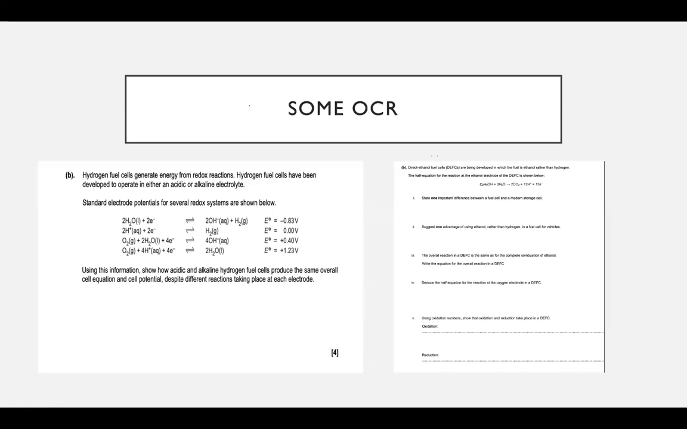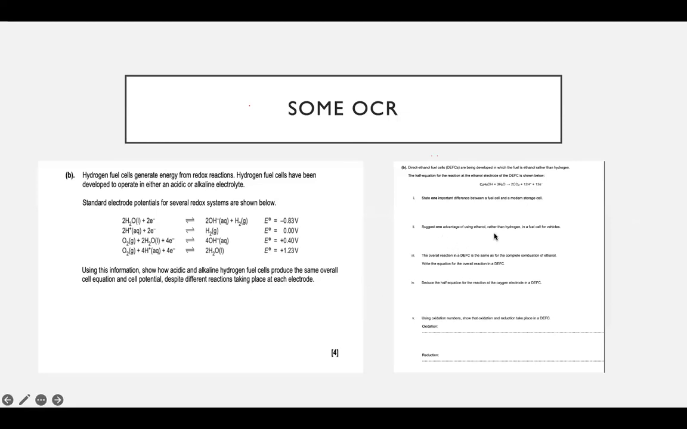So, fuel cells and storage cells. A fuel cell involves the reaction with oxygen, so it's about gases being pumped in. Storage cells are like what we showed earlier with the zinc and the copper.